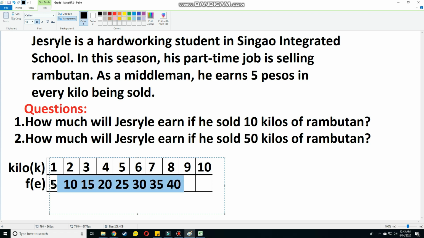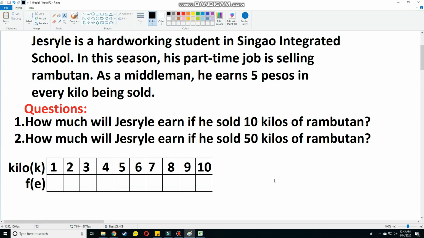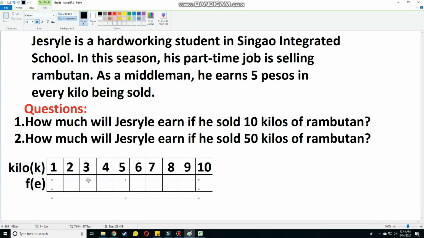Okay, let's do it this way. So in every kilo, he earns 5 pesos. Then he would earn 10, 15, 20, 25, 30, 35, 40, 45, 50.